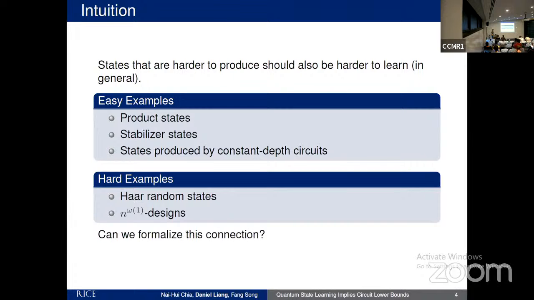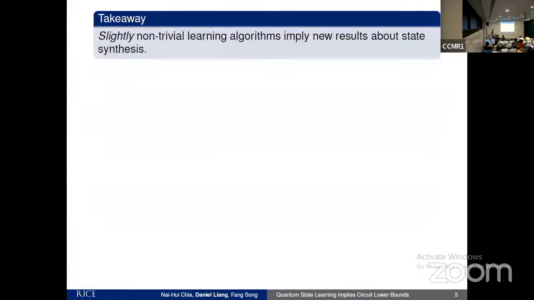We're theorists, we have intuition, but our goal is to formalize these intuitions as actual theorem statements. The takeaway of this talk is that there are ways to formalize this, and I'll go into exactly what I mean by that. The idea is that slightly non-trivial learning algorithms should imply new results about state synthesis. That's the takeaway message of our work, and there's a framework that we show that works in a variety of ways.